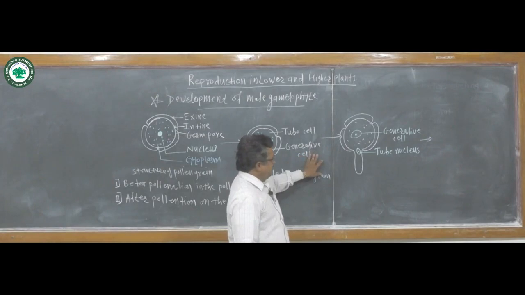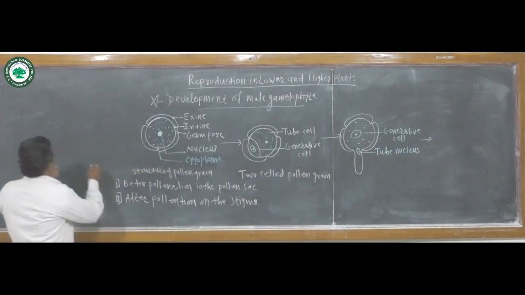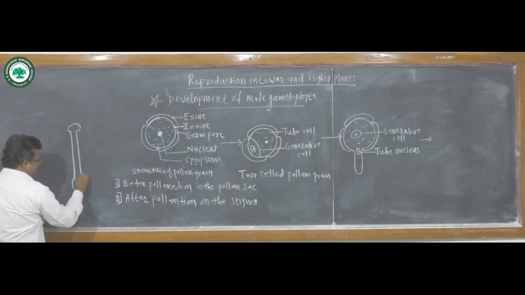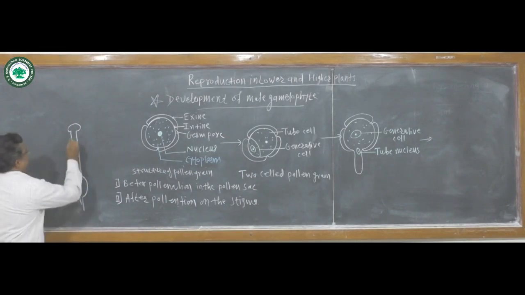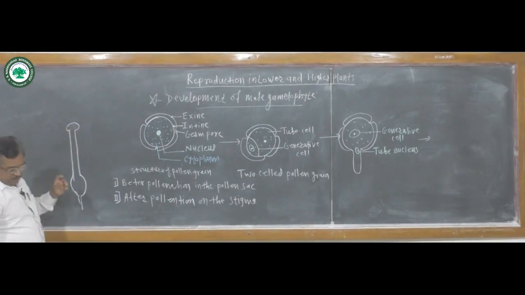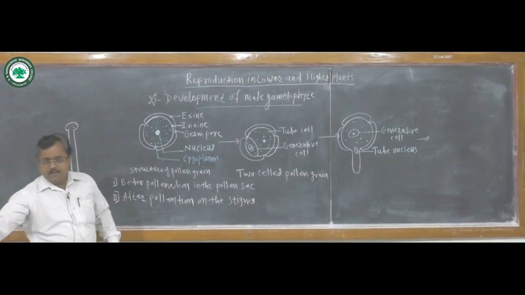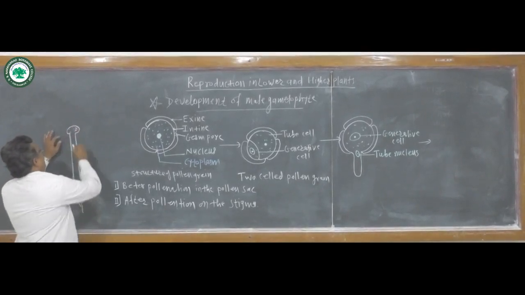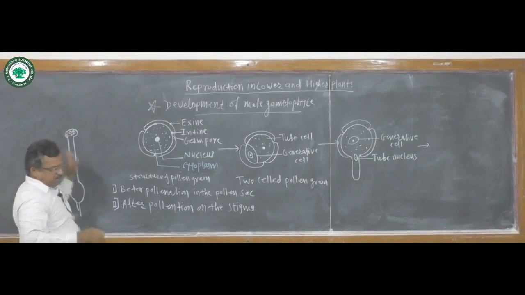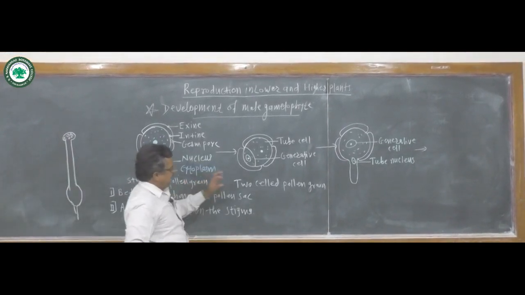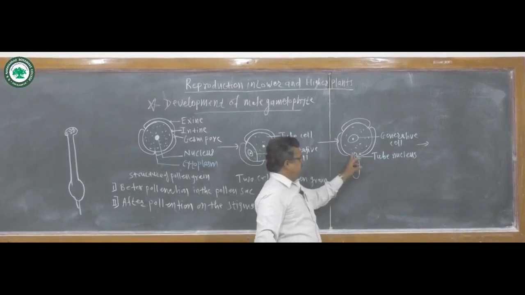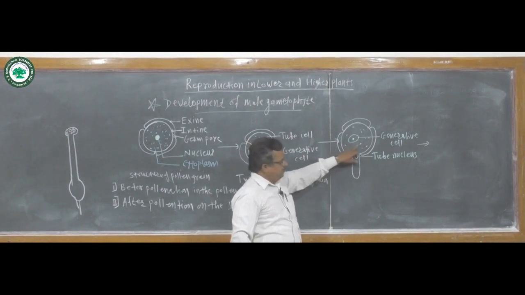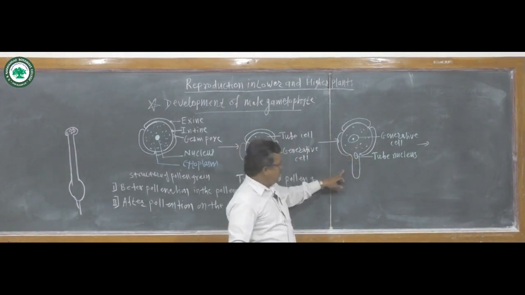On the stigma, you know, there is a sugary substance secreted, and when pollen grains absorb this sugary substance, the protoplast of the pollen grain enlarges and creates a pressure on the intine. Then the intine produces a tube called the pollen tube.